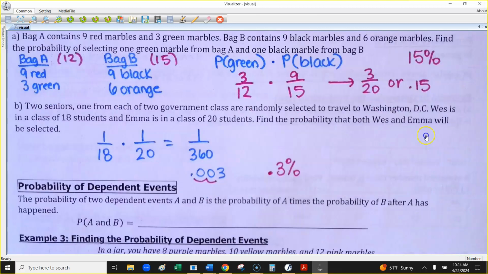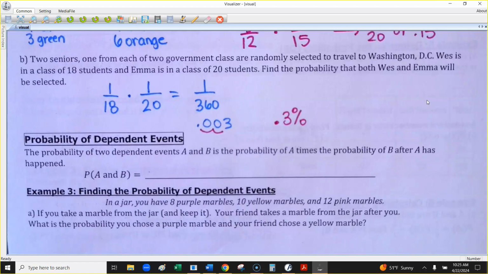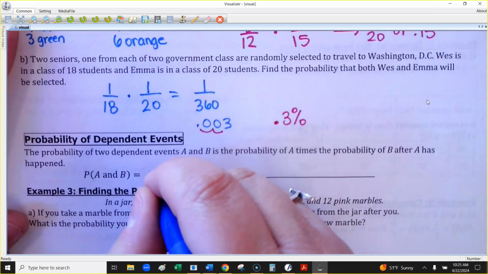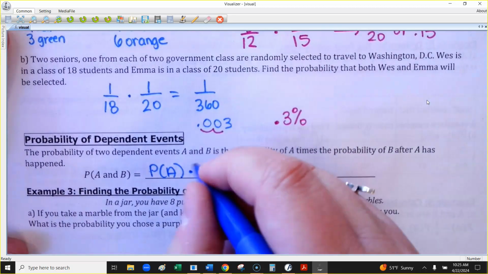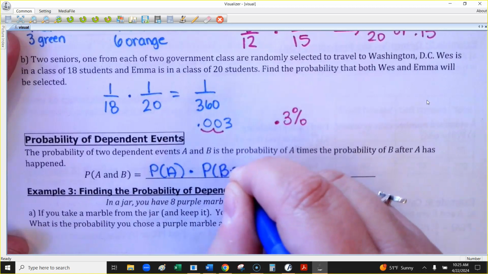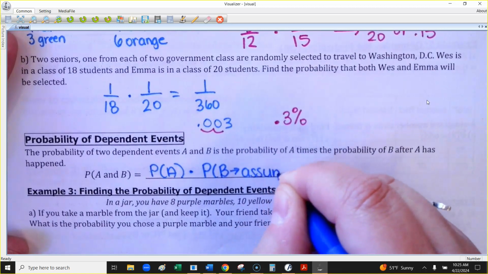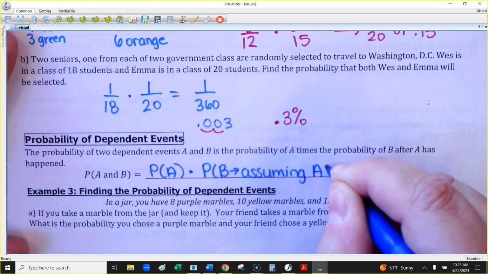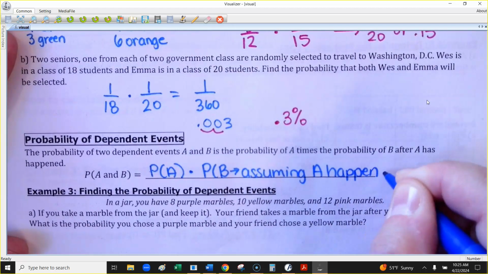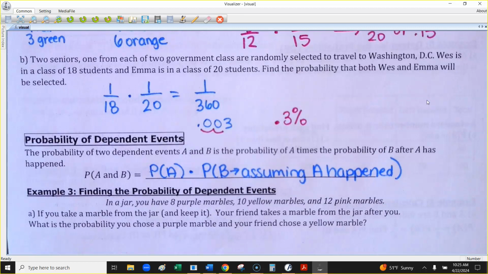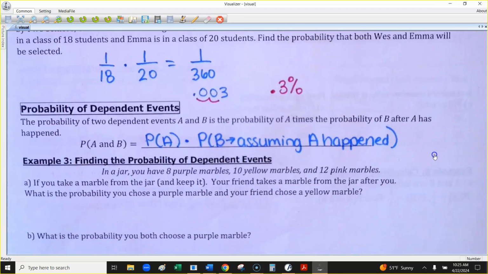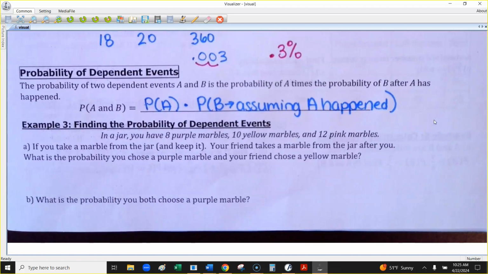Okay, now, dependent events, just slightly different. We're still going to multiply. The probability of A and B happening is the probability of A times, and this is a little bit longer, the probability of B, assuming that A happened. So if you have dependent events, the probability of the 2 things occurring is the probability of A times the probability of B assuming that A happened. Okay, so a similar type of problem, but they're dependent here.